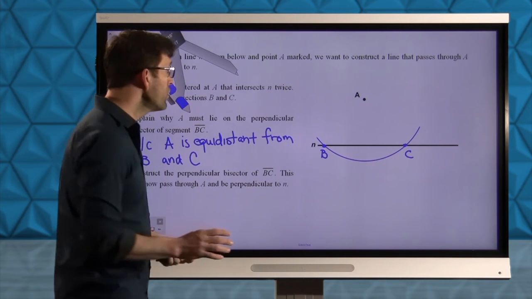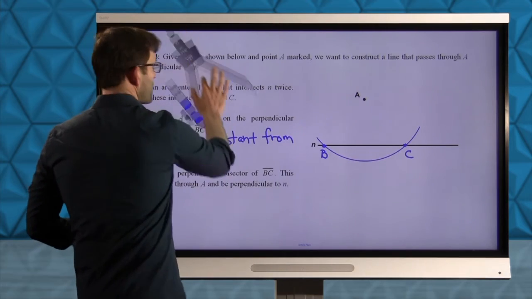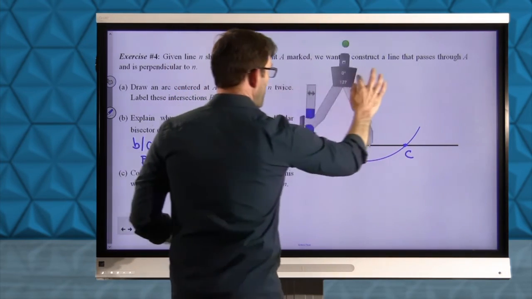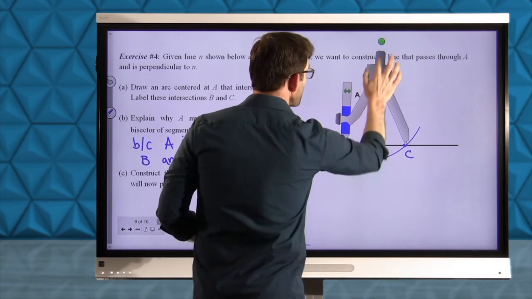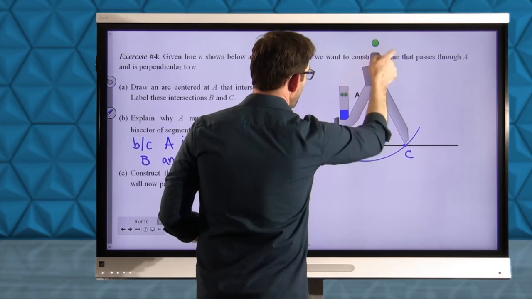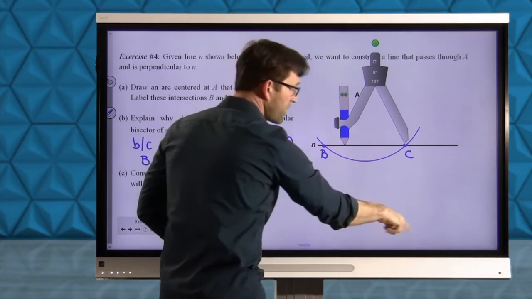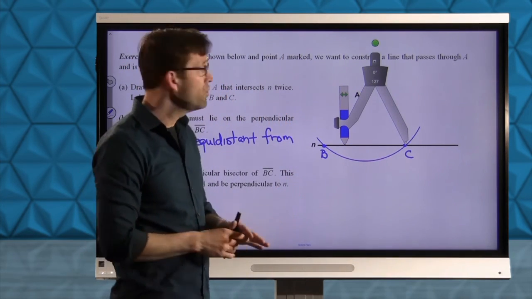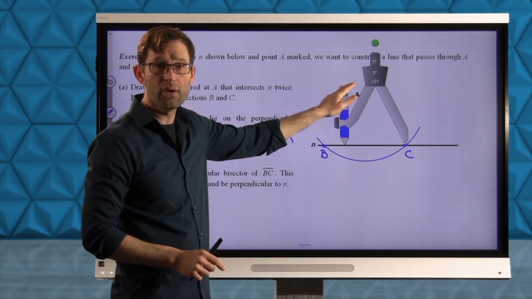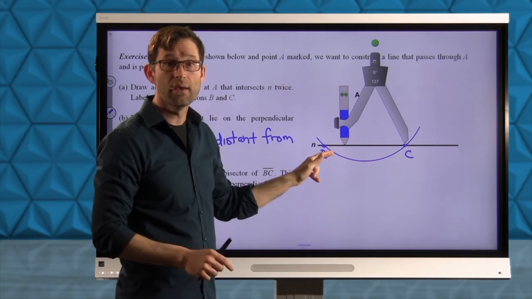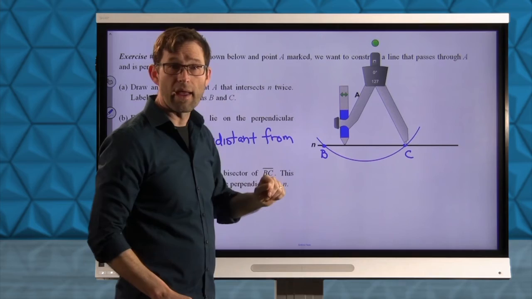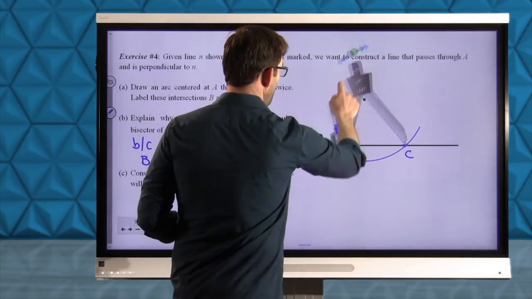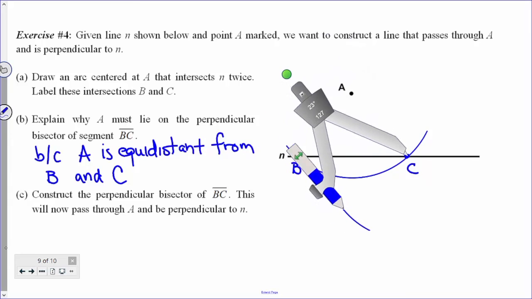Now, you could just start and say, all right, I'm going to construct the perpendicular bisector of BC, and I'm going to stretch it out and make an arc up here and another arc down here and another couple over here, and that would be fine. But you don't need to locate a point up here that's equidistant from B and C, because you already have one, point A. So now all I really have to do is locate a point down here. So I'll bring my compass down, and I will draw that arc.